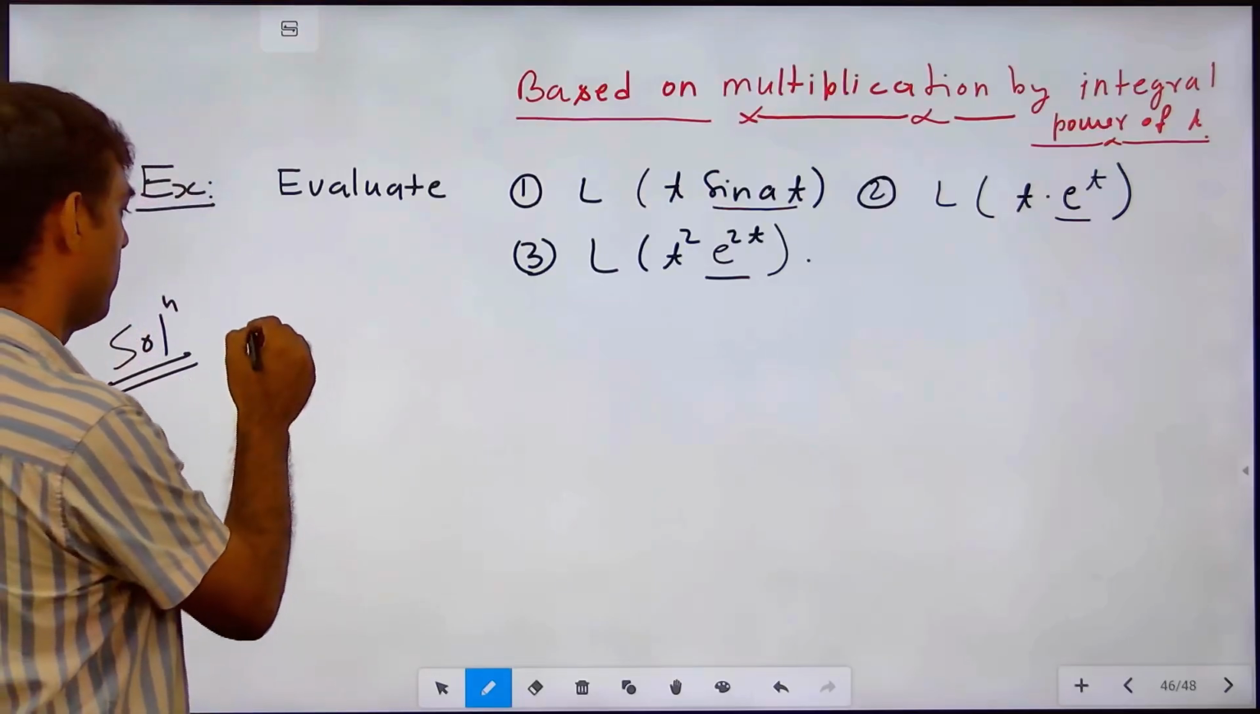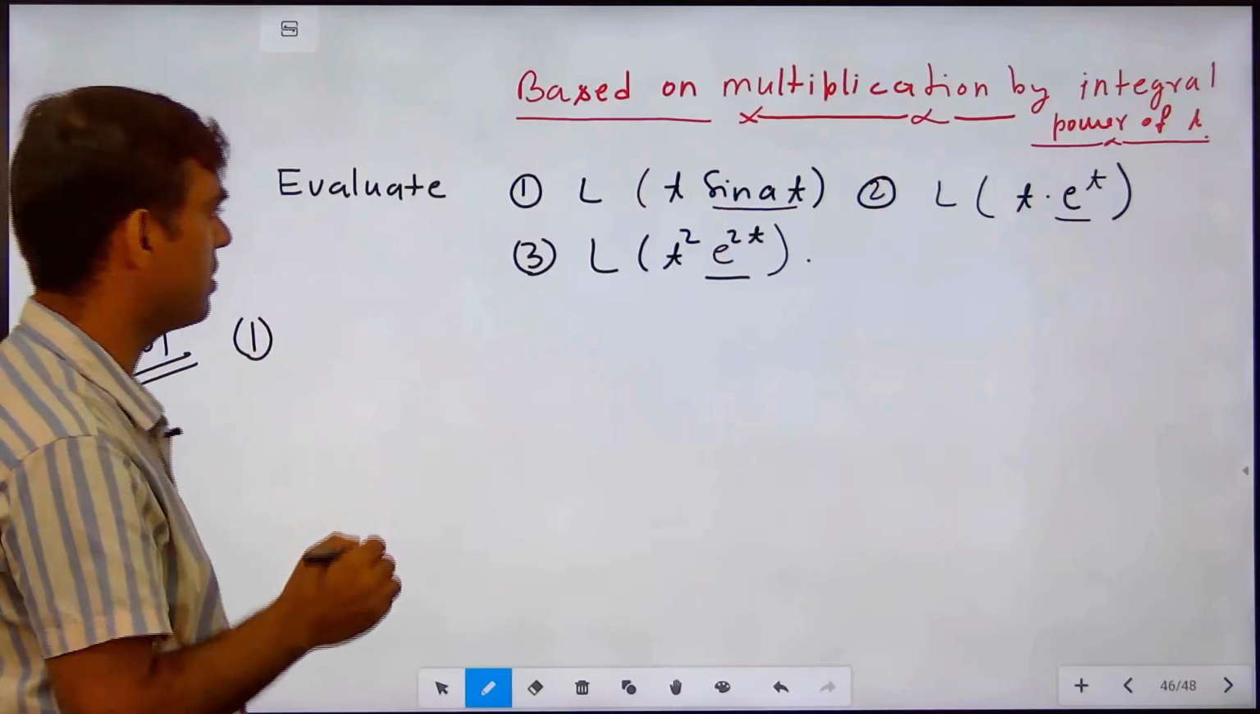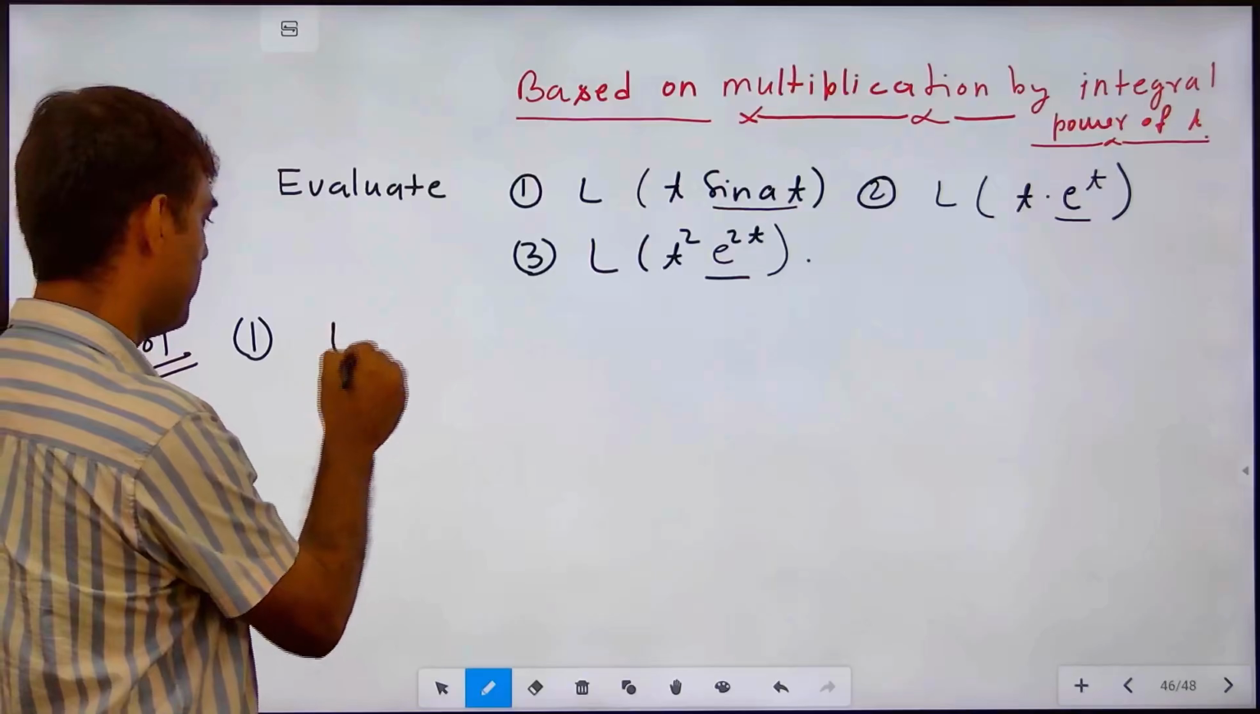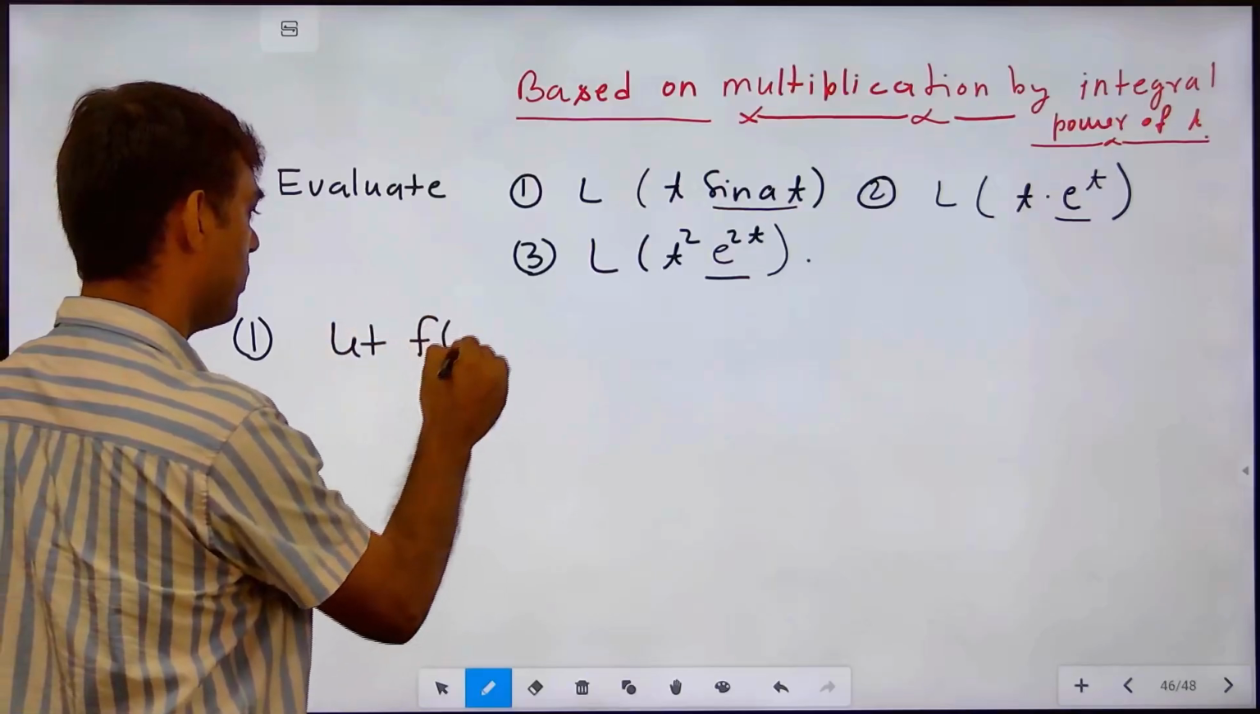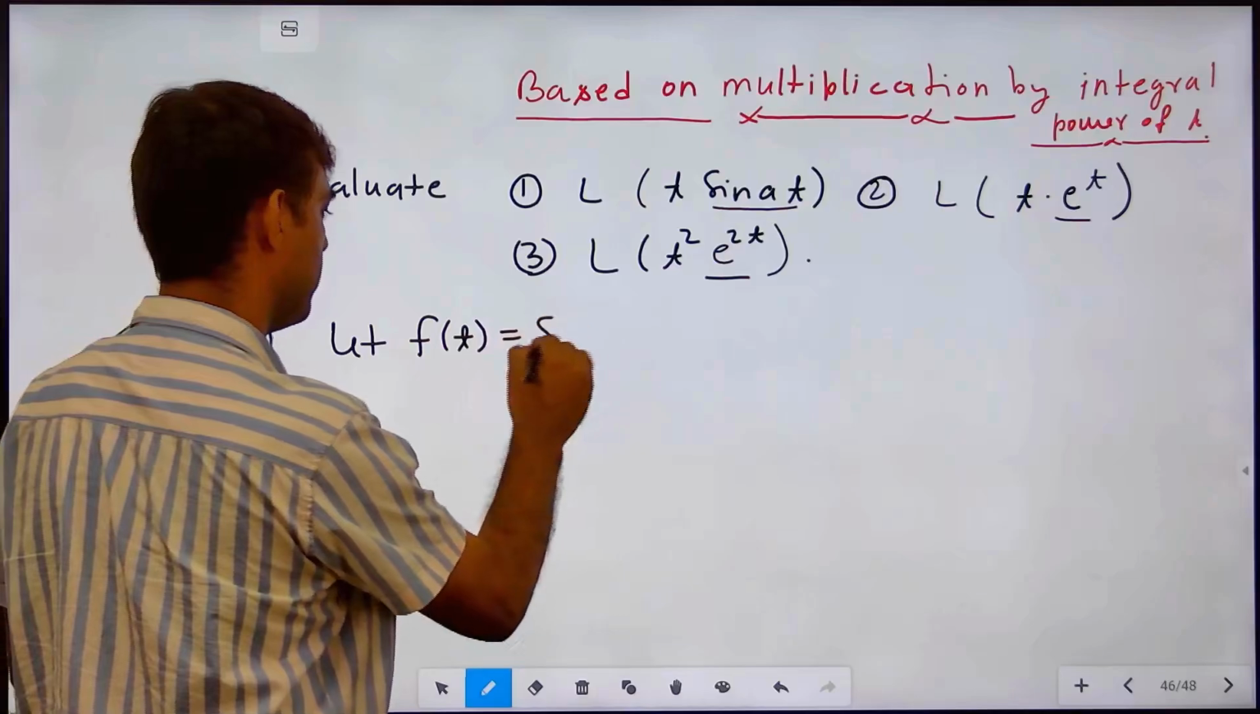So, here we solve the first problem. Let f(t) equal sin at.